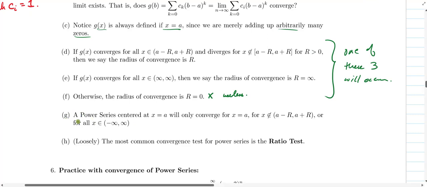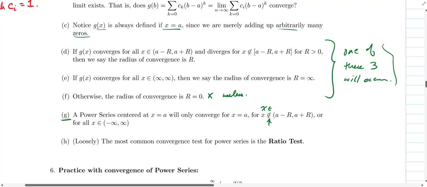And I guess I forgot to, G is where I make this statement here. It will only be a radius of convergence at some radius of convergence. This should not be, this should just be an x contained in. Sorry about that, folks. Or the radius of convergence will be all real numbers.